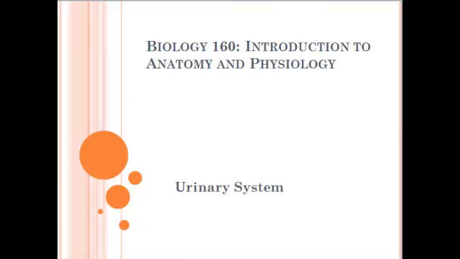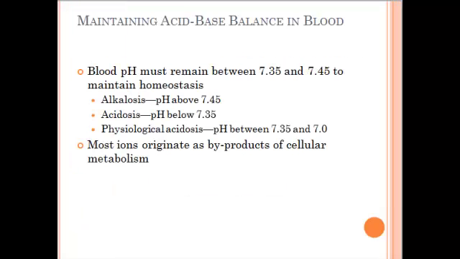In the last part of this section, we're going to talk about the acid-base balance that is being maintained in the blood. We talked before about the blood pH, and it has to remain in a very narrow range between 7.35 and 7.45. That's our homeostatic range. If it goes too high, above 7.45, we call that alkalosis, and if it's below 7.35, we call that acidosis.